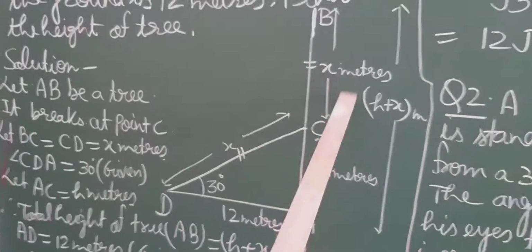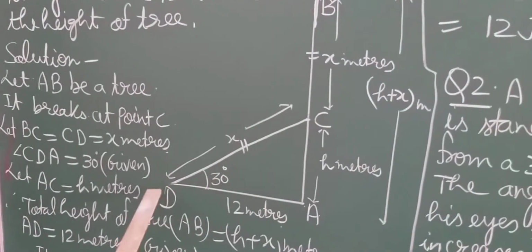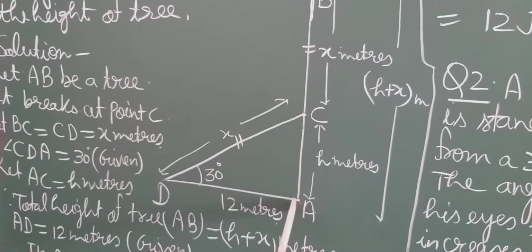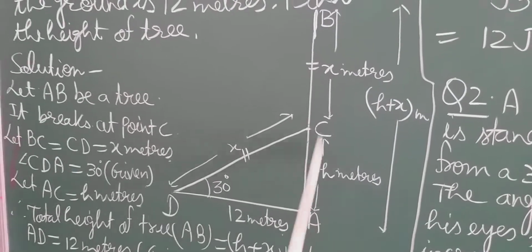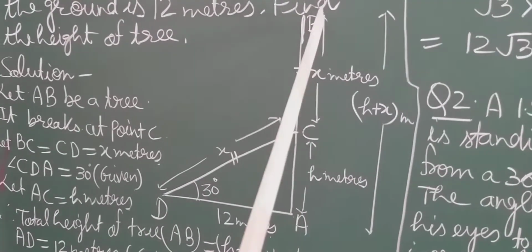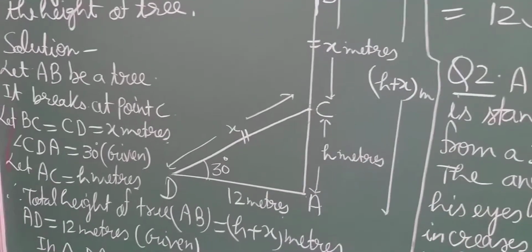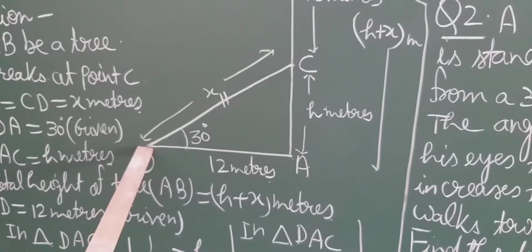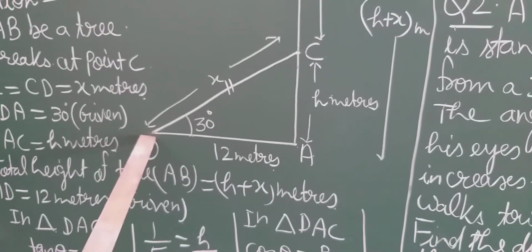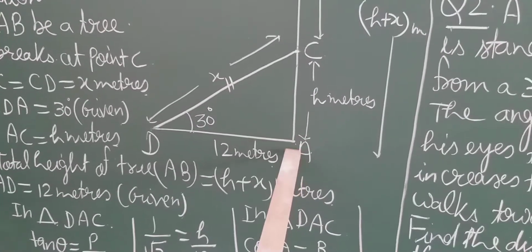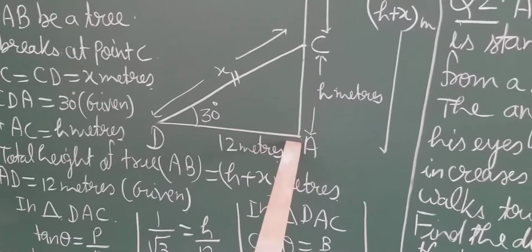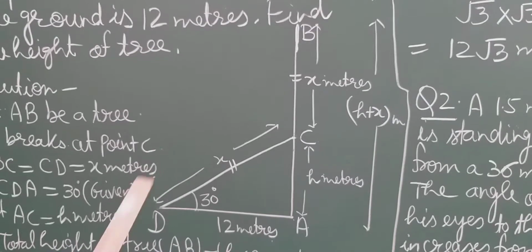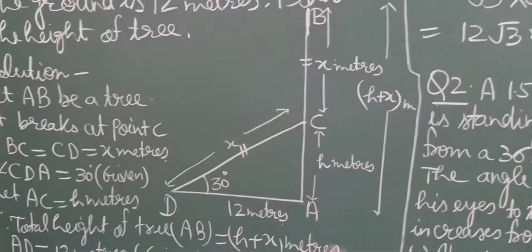Let BC equal x meters, then CD is also x meters. Let AC equal h meters. It means the height of the tree AB will be h plus x meters. And the distance between where the top of the tree touches the ground and the foot of the tree is given to us, it is 12 meters. So all this information we have to mention in the diagram.